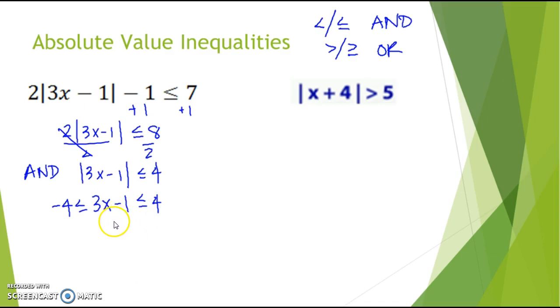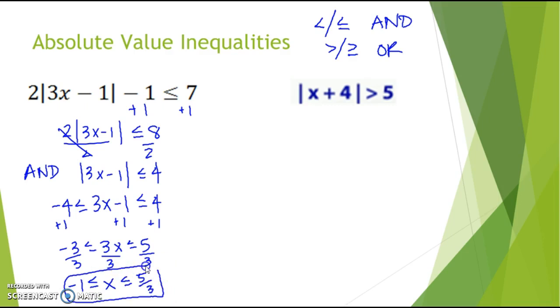I'm just going to solve like we did before. So add 1 to all three sides. And then divide by 3. So we get negative 1 less than or equal to x less than or equal to, and we'll leave that as 5/3. Can't simplify.